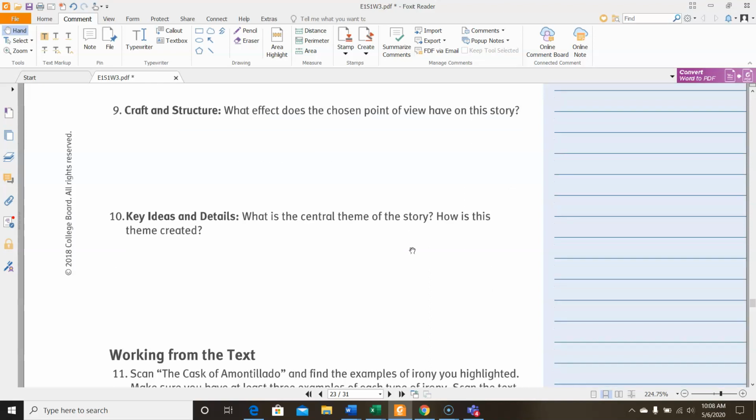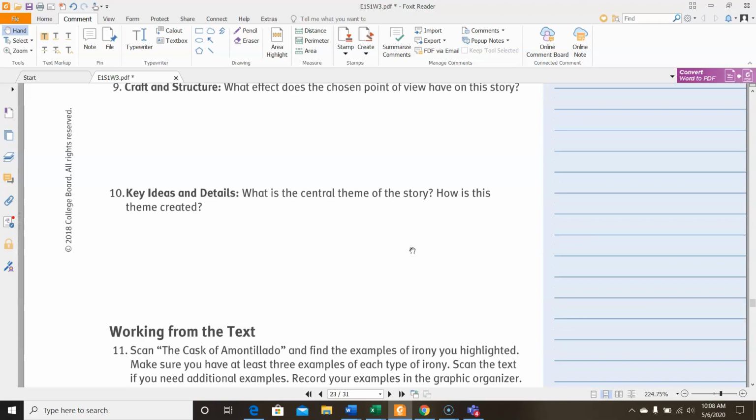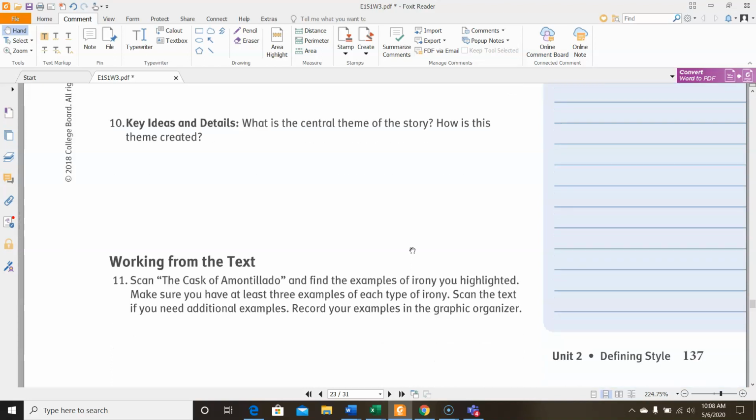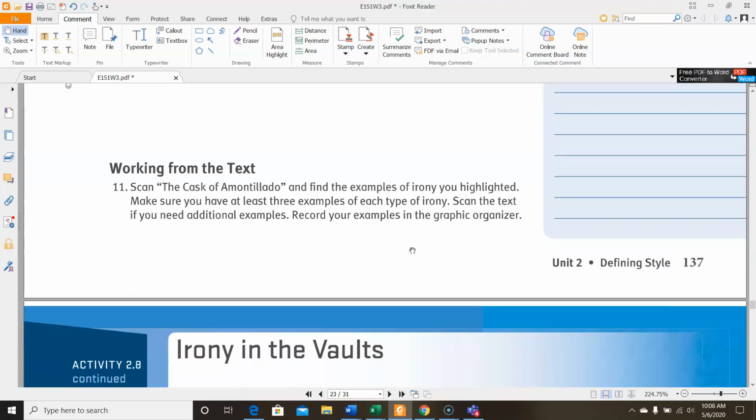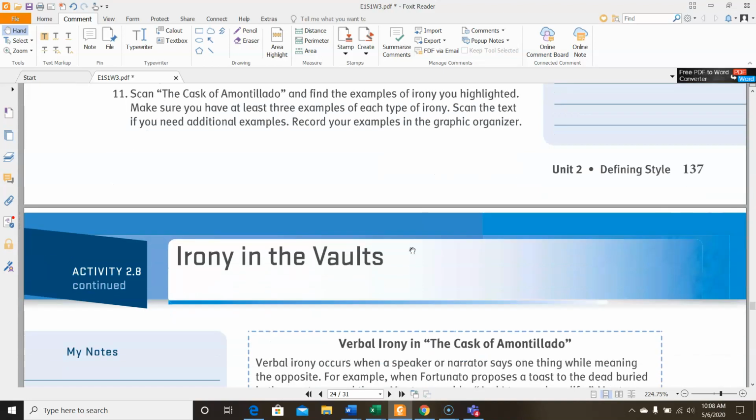For number 10, what is the central theme of the story? So the main message the author is trying to say. How is this theme created? What does the author do to show that theme? Number 11 says, scan the Cask of Amontillado and find the examples of irony you highlighted. Make sure you have at least 3 examples of each type of irony. Scan the text if you need additional examples. Record your examples in the graphic organizer.